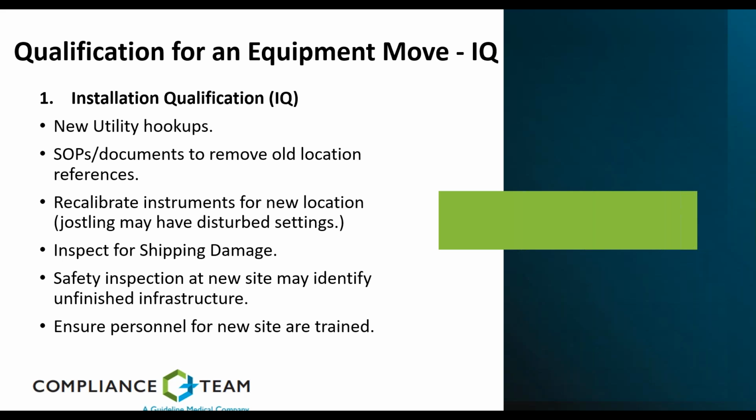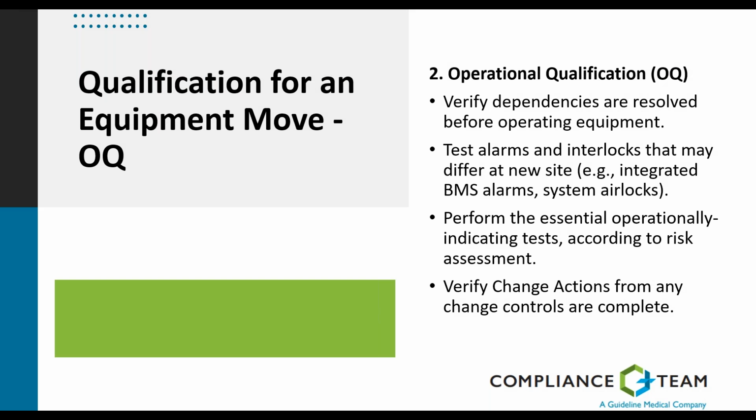And similarly for the OQ, you only want to qualify the things that have changed. So if you know what your dependencies are, and you know there are going to be alarms and interlocks that might be different at the new site, like a building management system and airlocks that are needed for that equipment to operate properly, qualify those.